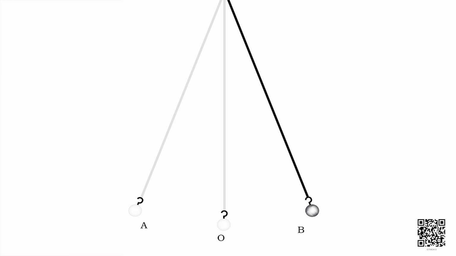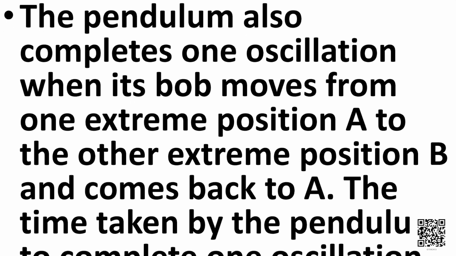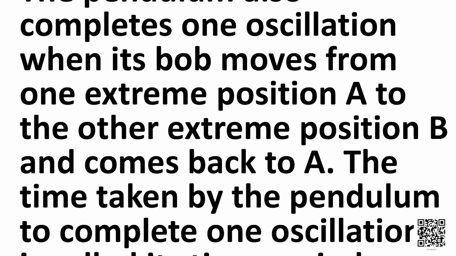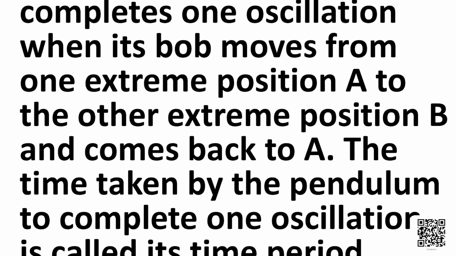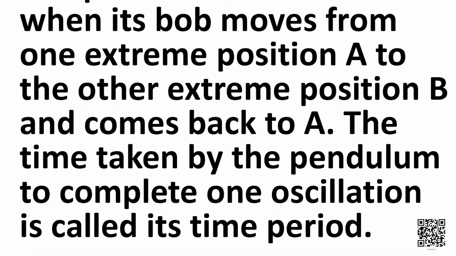The to and fro motion of a simple pendulum is an example of a periodic or an oscillatory motion. The pendulum is said to have completed one oscillation when its bob, starting from its mean position O, moves to A, then to B, then back to O. So a pendulum also completes one oscillation when its bob moves from one extreme position A to the other extreme position B and comes back to A. The time taken by the pendulum to complete one oscillation is called its time period.